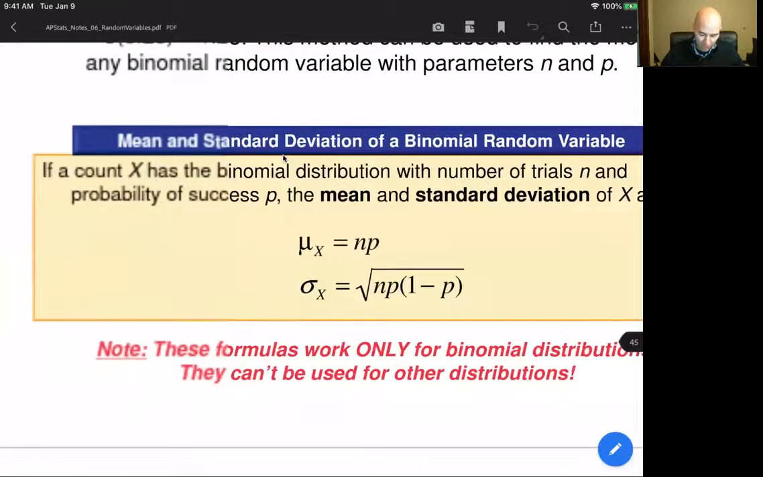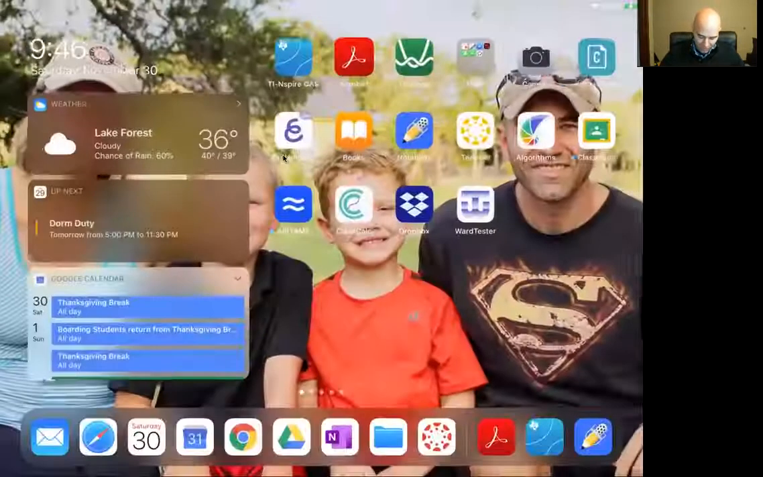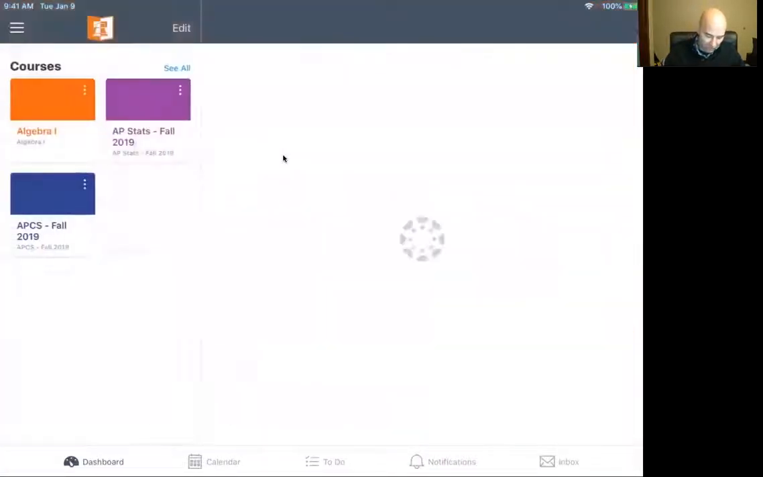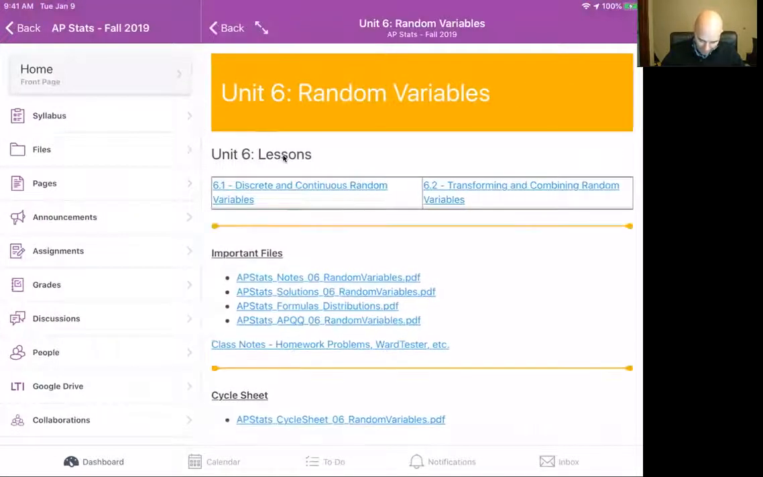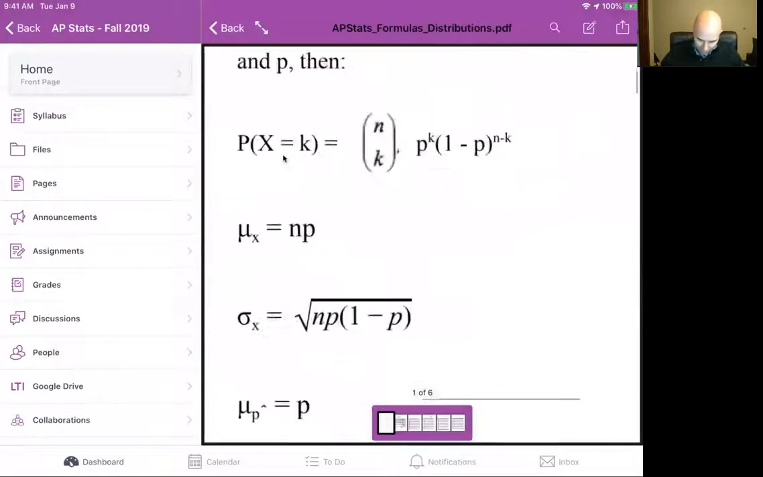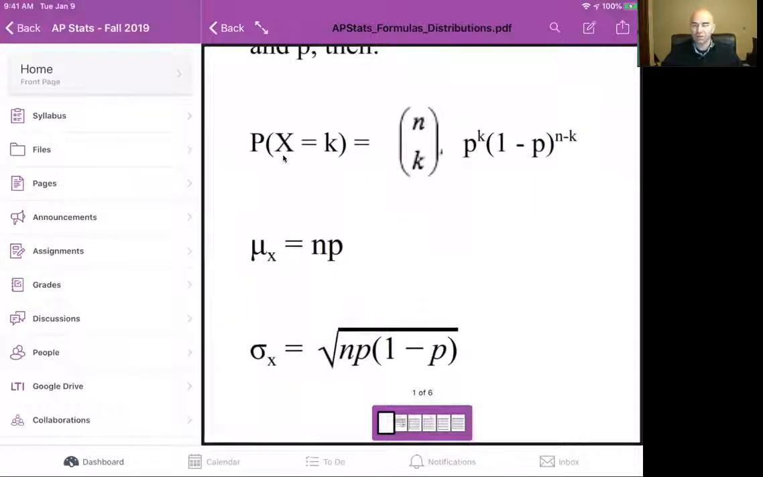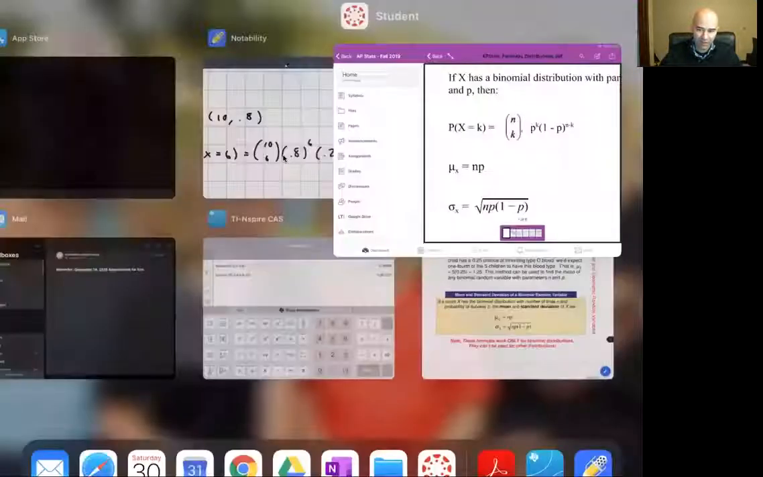Standard deviation formula is not quite as straightforward, but it can be proven. The standard deviation formula is the square root of n times p times 1 minus p. Now, I'll show you that these are available to you on the formula sheet. If you look at our distributions and formulas, you'll notice that these formulas are here, all three of the ones that I just shared with you. Figuring out a specific value in the binomial setting is that first one. The mean and the standard deviation formula are available to you on the formula sheet that you get on the quizzes, the tests, and the AP exam.